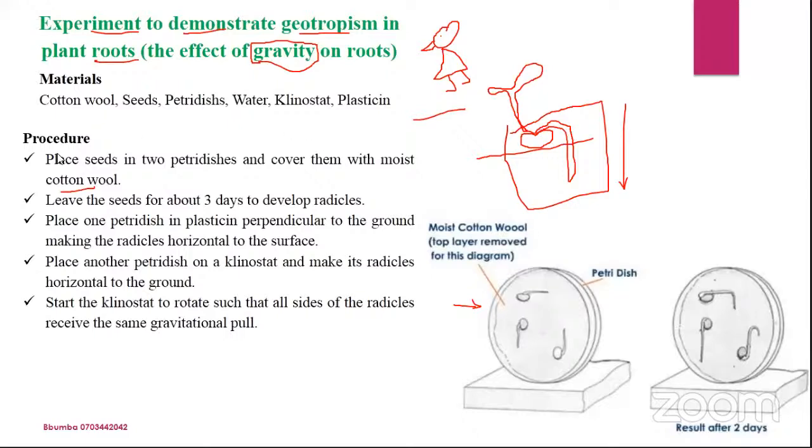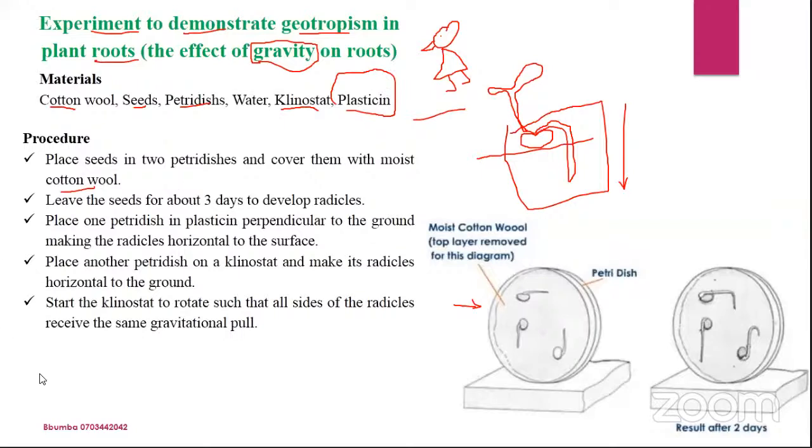Now this is the experiment. What we need is cotton wool. Now cotton wool is going to act like the soil. You need the seeds, which will grow the roots. You need petri dishes where we are going to place the seeds. We need a clinostat. A clinostat, I talked about it last time. It can rotate the setup. Plasticine, this is artificial clay. It looks like clay. You can use it to mold different things, just like clay. But we use it in the lab.